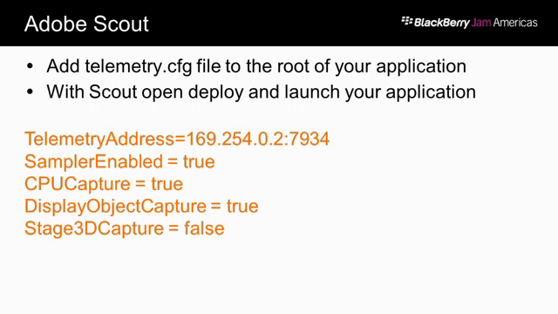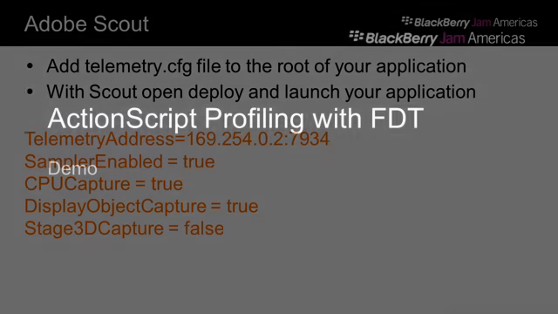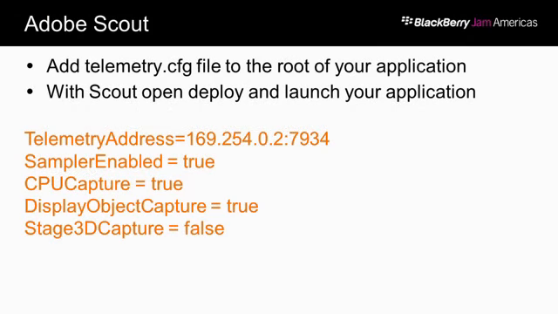And then you have 4 options here. You have sampler enabled, CPU capture, display object capture, and then Stage 3D capture. I just have this as false because I'm not doing any Stage 3D stuff. I'm just doing display object capture stuff. So let's look at what this looks like. So we go back to the laptop.